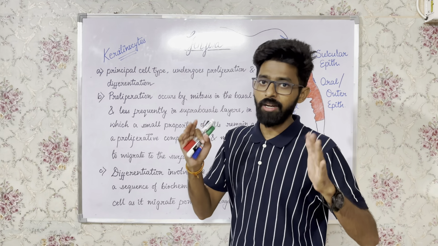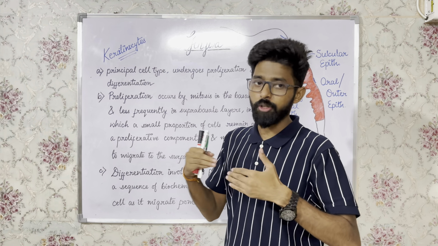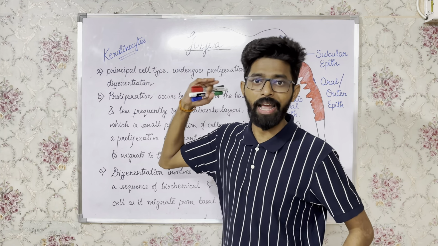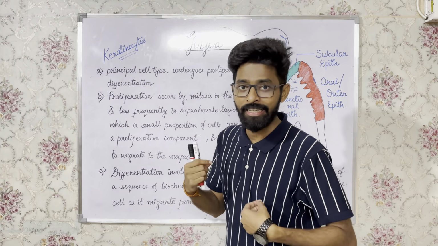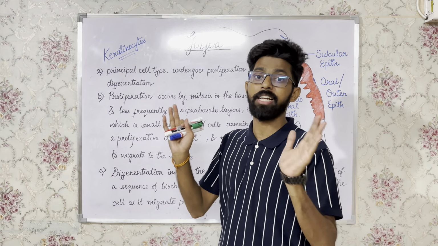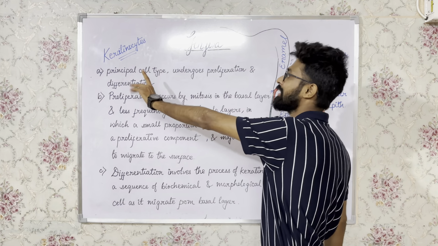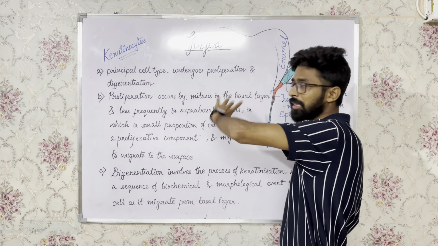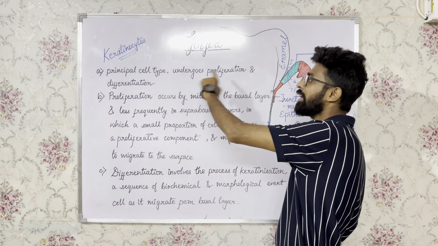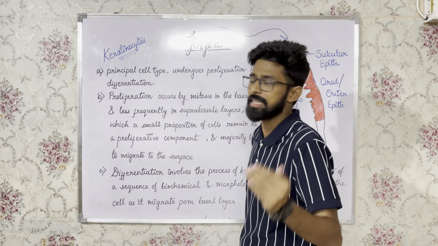For example, a child, पहले बर्थ हुआ चाइल्ड का, फिर उसके बाद as he grows in age he learns new capabilities, learning like writing, reading, eating. तो ये हो गया उसको differentiate होना. ओके, तो keratinocytes are the principal cell type which undergoes proliferation, मतलब पहले multiply होते हैं, and then differentiation, मतलब special abilities add करते हैं.